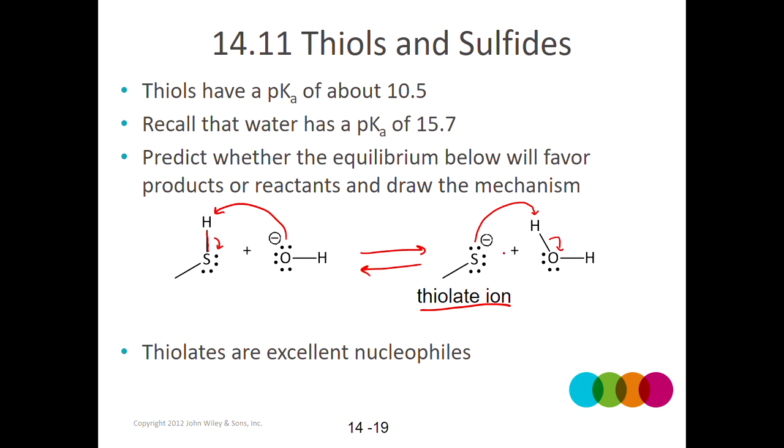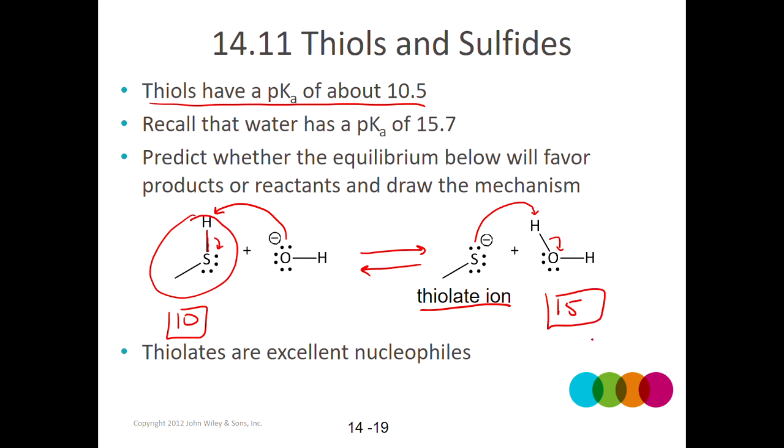So if we're looking at an equilibrium and we want to predict, especially if it's an acid-base equilibrium, which side the equilibrium is favored, we would look at the pKa of the acids on both sides. So most thiols have a pKa of about 10 to 11, and water's pKa is 15 or 16. So you've got about 5 to 6 pKa units difference.